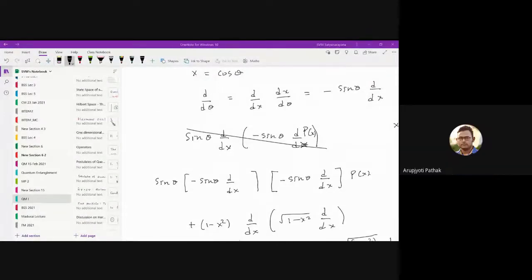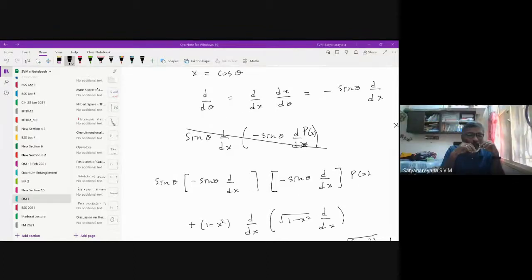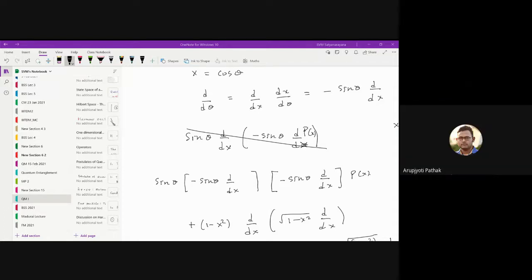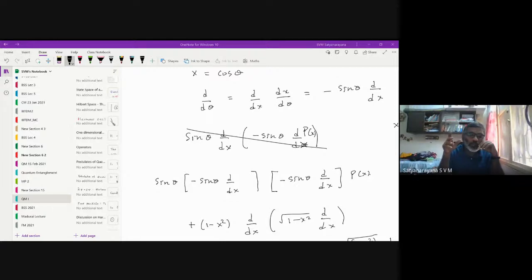Sir, do spherical harmonics come only in spherically symmetric potentials? Spherical harmonics is a solution of the theta phi differential equation in all problems where the potential depends only on R, that is, spherically symmetric potential. Oh, yes, sir. Suppose if your potential depends on theta and phi, then it will not be the same. Okay, sir.